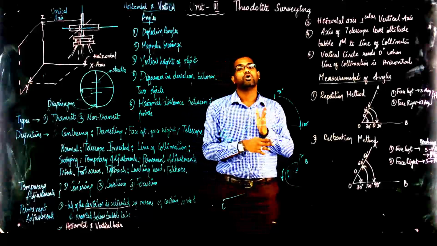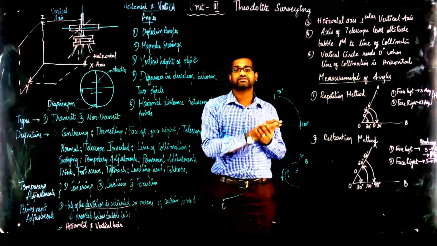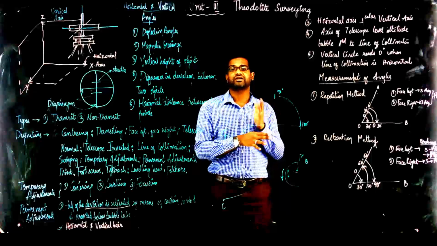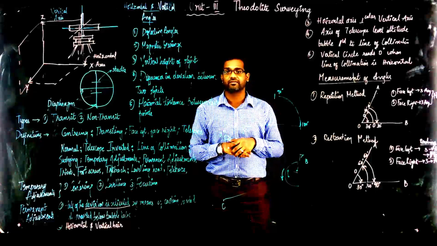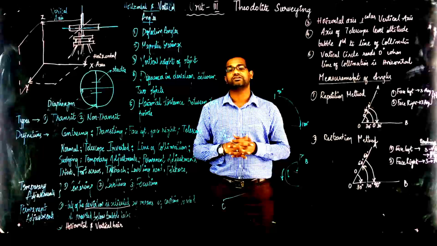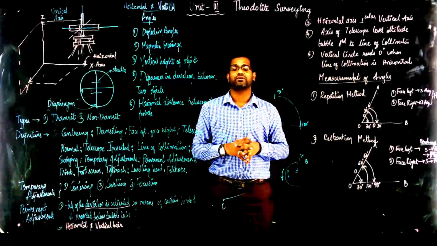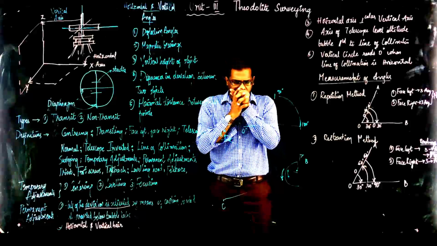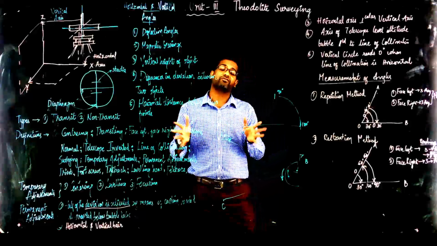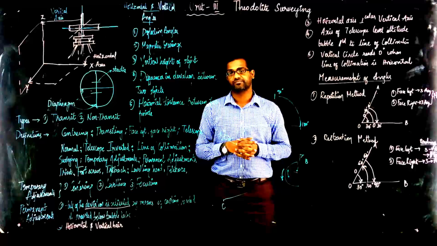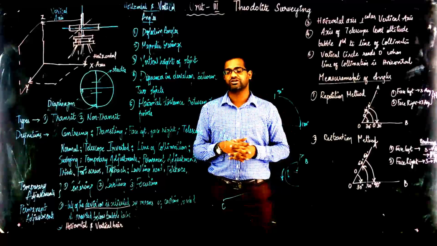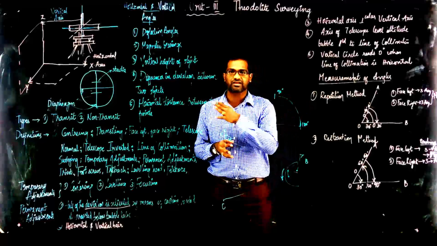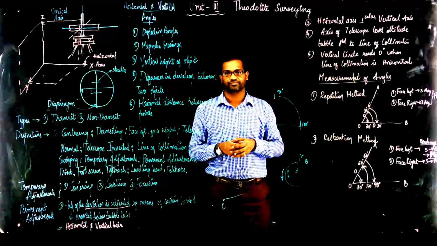So we have two circles there. One is called a vernier scale, the other is the main scale. In the main scale we have 0 to 360 degrees, whereas on the top scale we have only the vernier from 0 to 20, like we have in a vernier caliper. So this is exceptionally used to calculate horizontal angles and vertical angles.